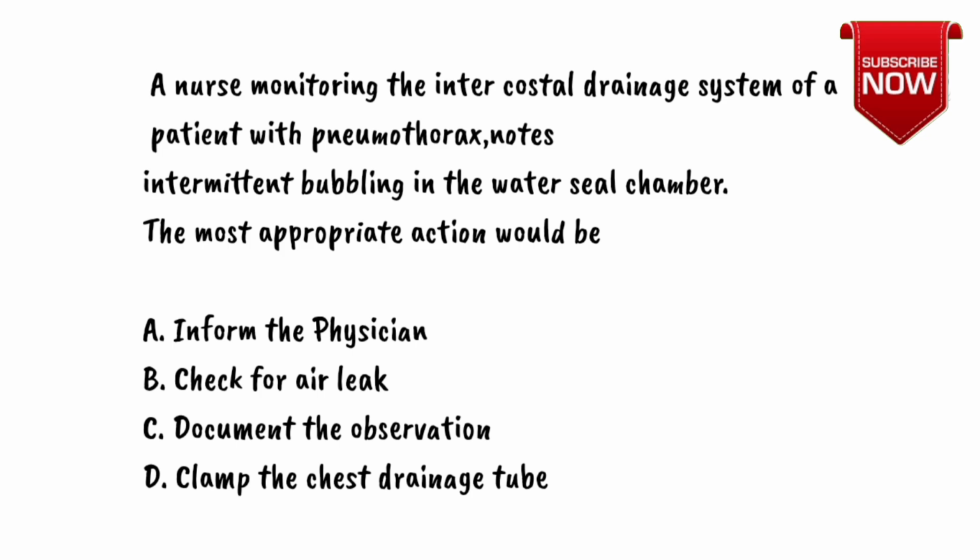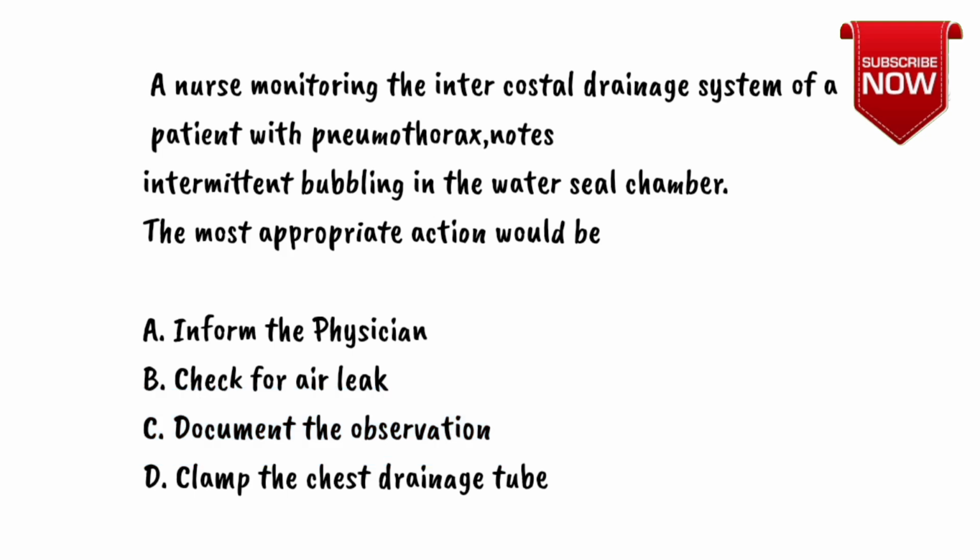A nurse monitoring the intercostal drainage system of a patient with pneumothorax notes intermittent bubbling in the water seal chamber. The most appropriate action would be option A, inform the physician. Option B, check for air leak. Option C, document the observation. Option D, clamp the chest drainage tube. The correct answer is option C, document the observation.